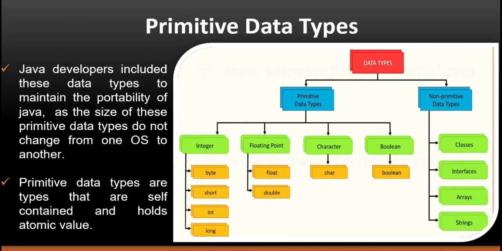Java developers included primitive data types for maintaining portability. So if you are changing from one operating system to another operating system, then you don't have to modify your code. This is going to remain common on all of the operating systems. So it maintains portability. Also, primitive data types are types that are self-contained and hold an atomic value. That means they are going to hold a single value. Using non-primitive data types, you can hold collections of values.